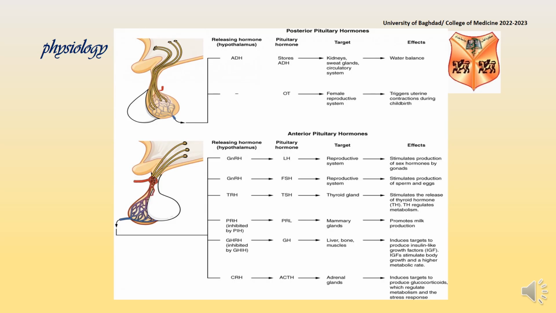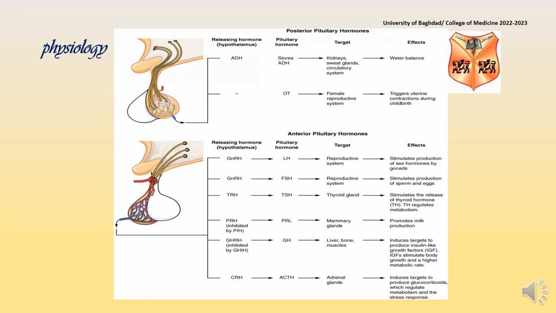Thyrotropin releasing hormone from the hypothalamus will activate the pituitary to secrete thyroid stimulating hormone, which in turn affects the thyroid gland to secrete thyroid hormones, triiodothyronine T3 and thyroxine T4. Prolactin releasing hormone is secreted from the hypothalamus, which activates the pituitary to secrete prolactin, which in turn affects the mammary gland to promote milk production.